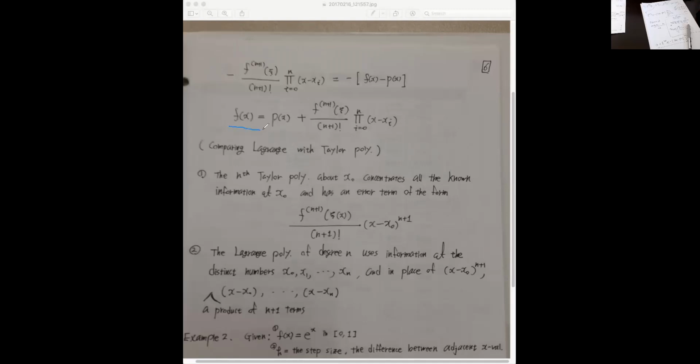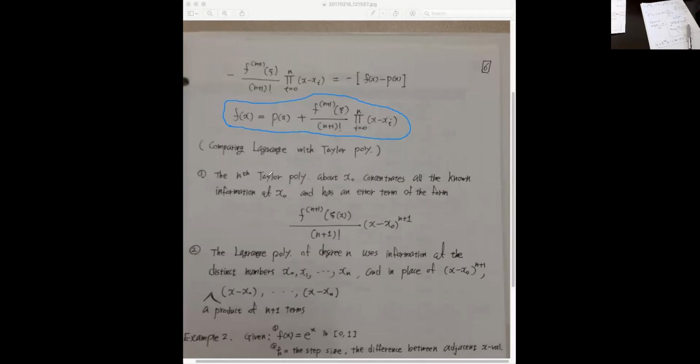f of x is equal to P of x plus this one. Let's see, this is exactly the same formula shown in Theorem 3.3, right? So the proof is done. All right, so now let's see.